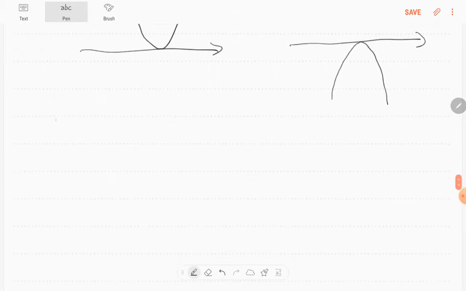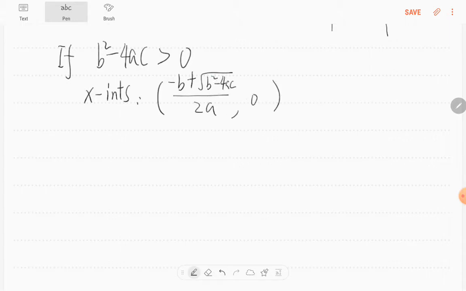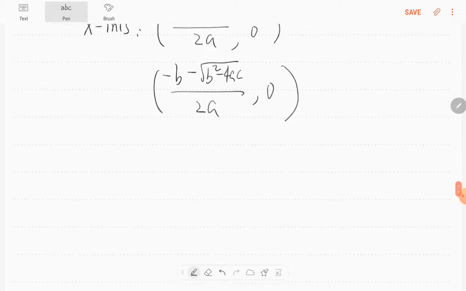If b squared minus 4ac is greater than 0, then we have two x-intercepts. One is (negative b plus the square root of b squared minus 4ac, over 2a, 0). The other one is (negative b minus the square root of b squared minus 4ac, over 2a, 0). Okay.